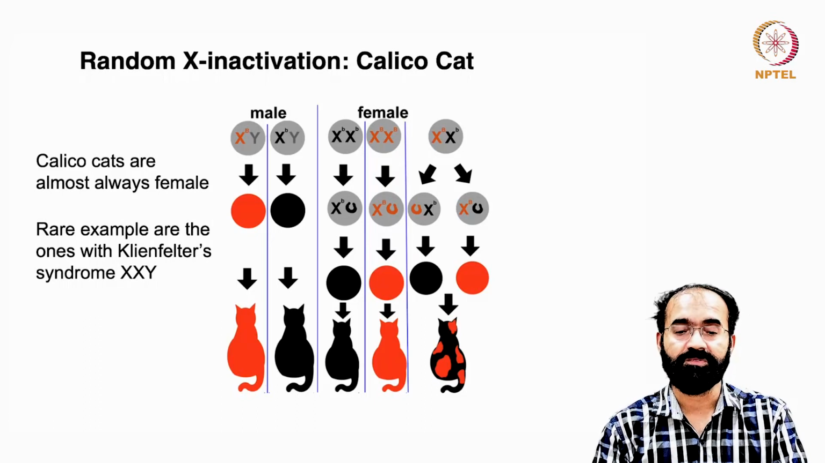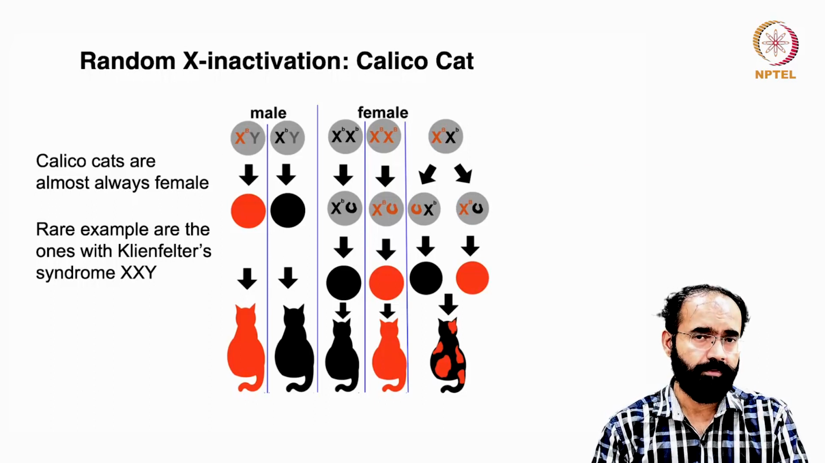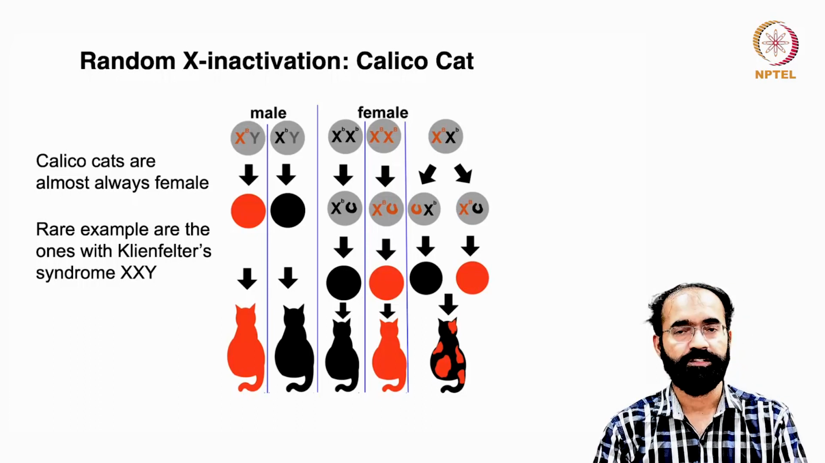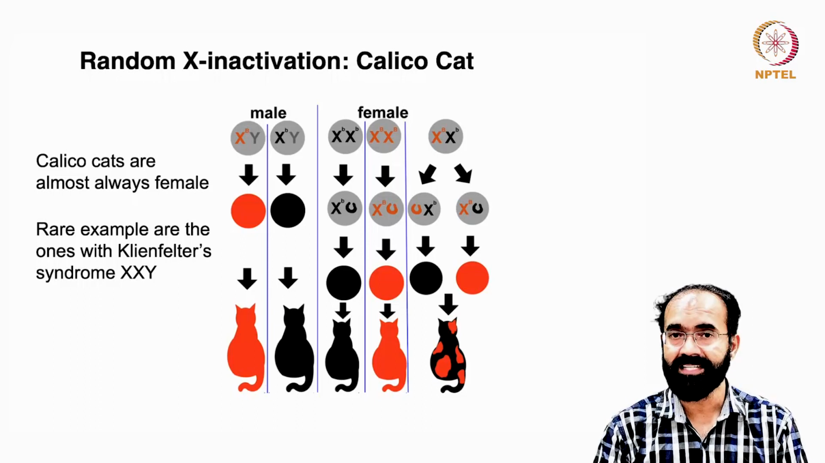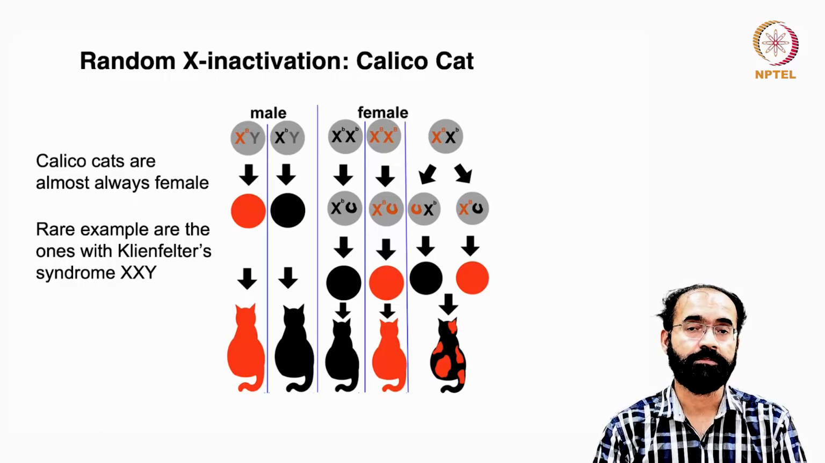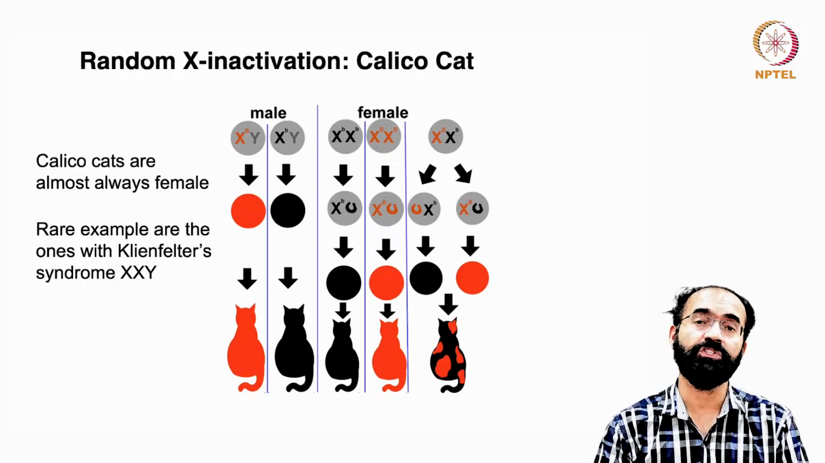Then the problem comes when you have an orange X and a black X together. As per Mendel's theory, this organism should appear orange in color because orange is dominant, which should be the case. But that doesn't happen. Why? Because it is randomly inactivated. The gene is situated on the X chromosome. So dominant or recessive comes into the picture only if you have both together.